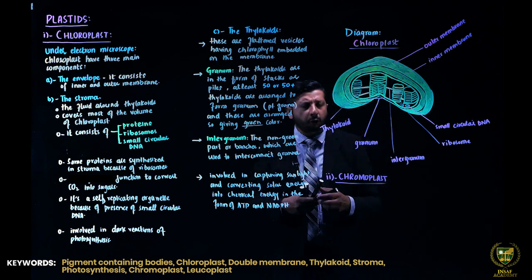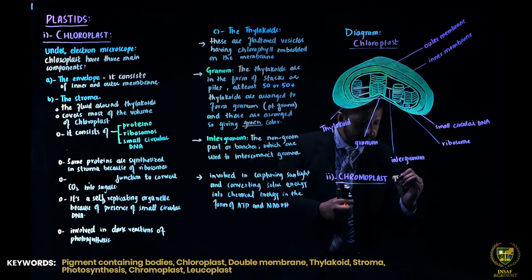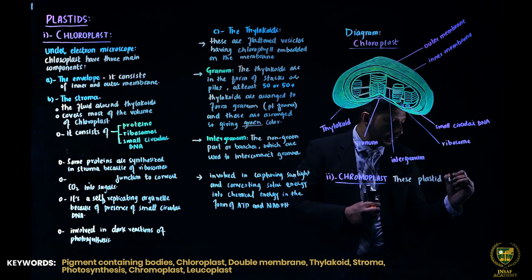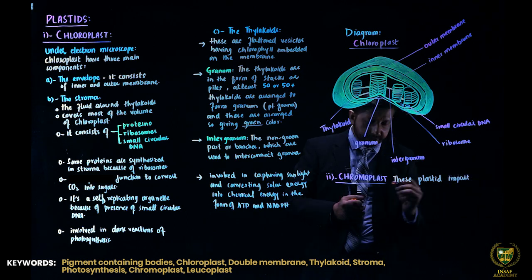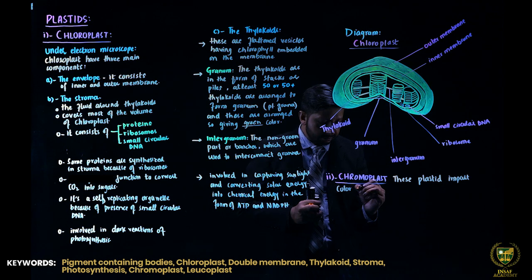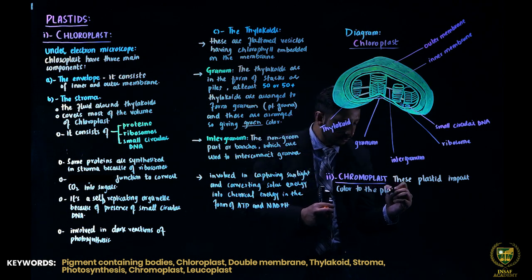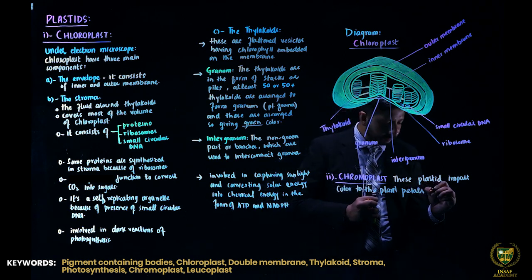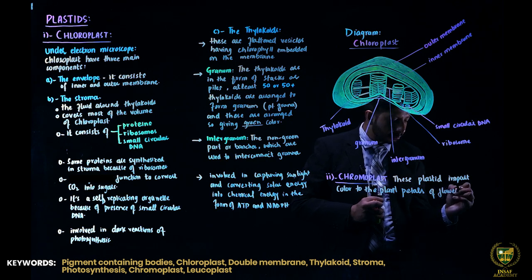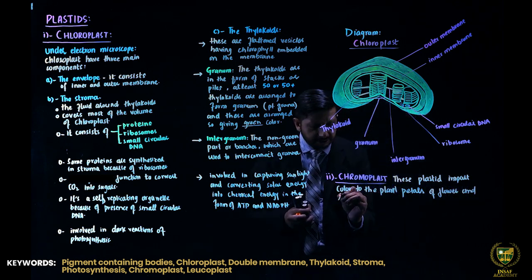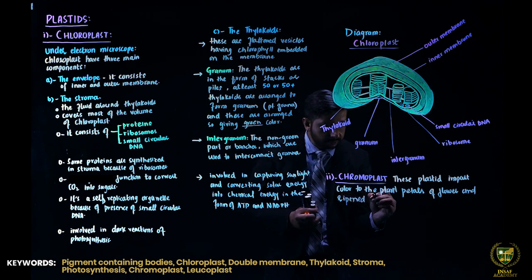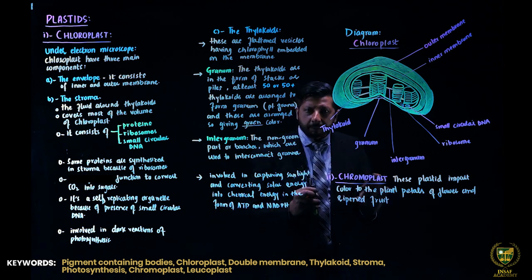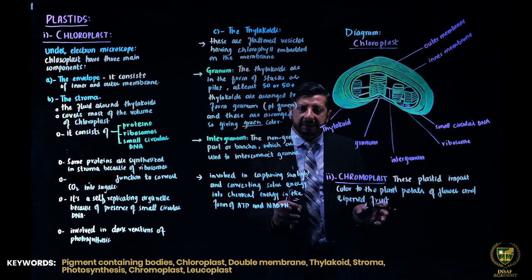So the name suggests chromo, chromo means color, and these plastids impart color to the plant, petals of flower and ripened fruit. Ripened fruit का मतलब पका हुआ फल। पके हुए फल का मुख्तलिफ रंग होता है, जैसे apple is red, mango is yellow, banana is yellow. Clear?